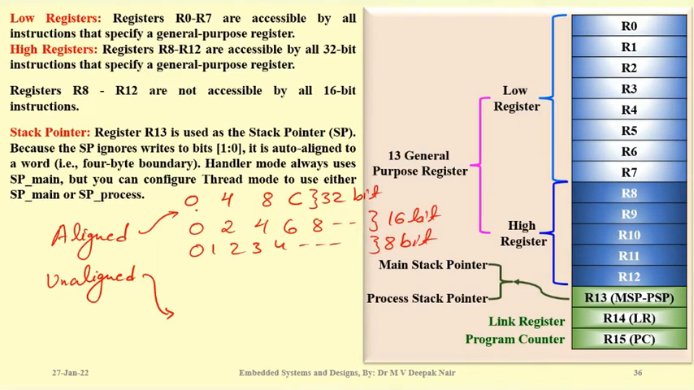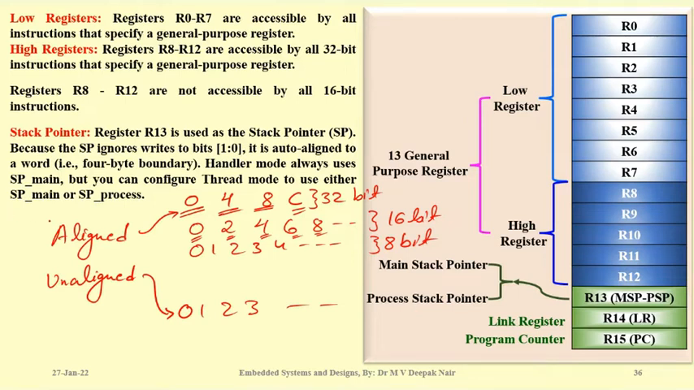So that means 32-bit data, if aligned, will always start from a memory location ending in 0, 4, 8, and C. Half word, if aligned, will start from a memory address ending in 0, 2, 4, 6, 8, and 8-bit can go to any memory location. Unaligned means, whether it is 32-bit, 16-bit, or 8-bit data, they can go to any address, right? So this is unaligned.